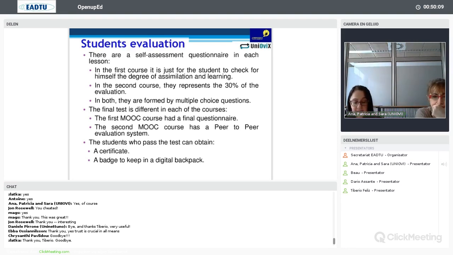The students who passed the test were awarded a diploma certifying the completion of the course and the hours used in it. The first edition also offered a badge to keep in a digital backpack.